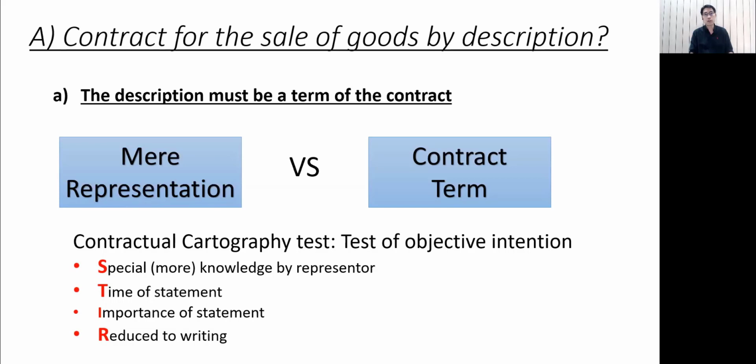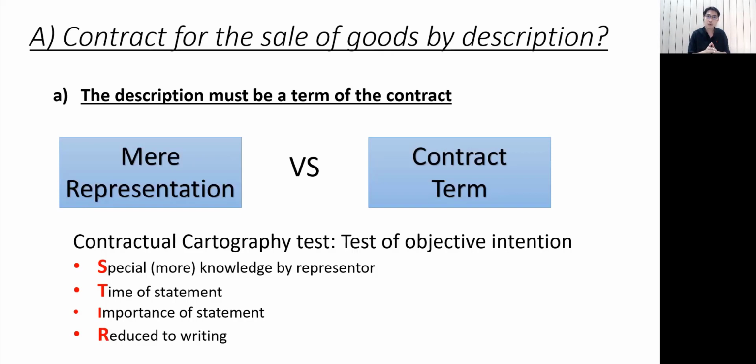Your law of contract, your year 1, level 4 subject, where we would have discussed the contractual cartography guidelines, and where I would have given you, perhaps during our contract lectures, this acronym, STIR, to capture the factors within these guidelines. S stands for special knowledge, or would it be that the representative has more knowledge, special or more knowledge, the seller in this instance? Time of statement.